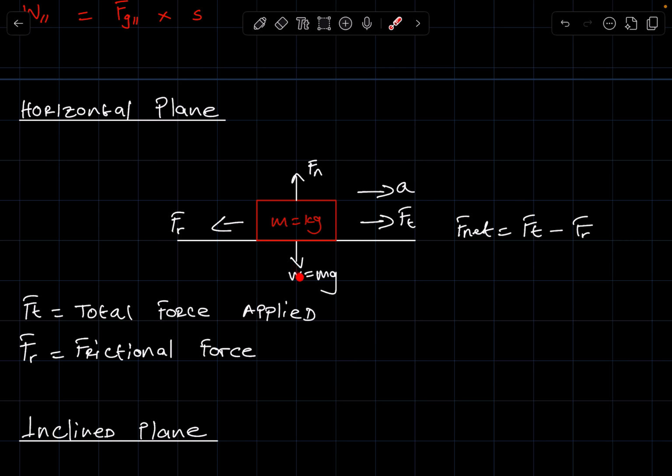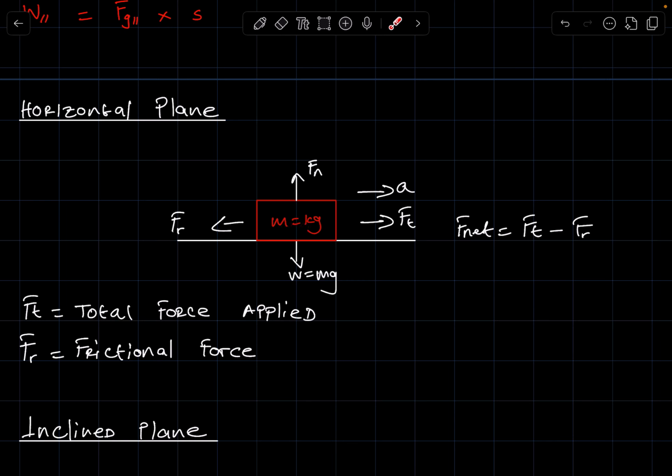So along the vertical plane, when an object is moving along the horizontal plane, Newton's third law of motion is satisfied. That force is equal and opposite to the weight. Hence, along the vertical plane, Newton's third law of motion is satisfied. Hence, the work is done only along the horizontal plane.